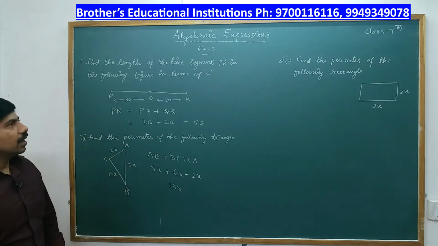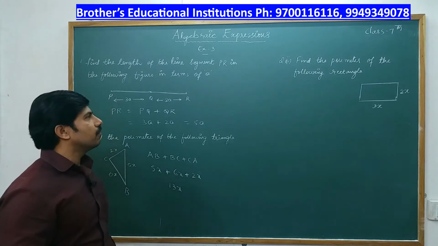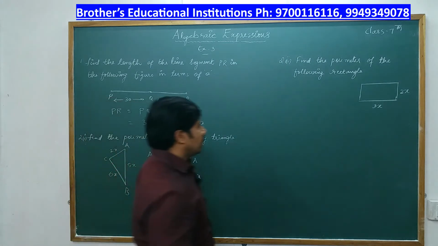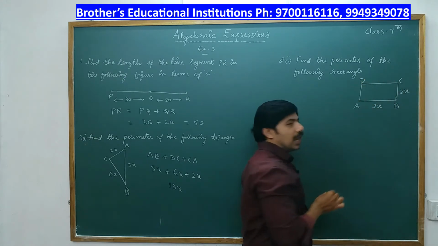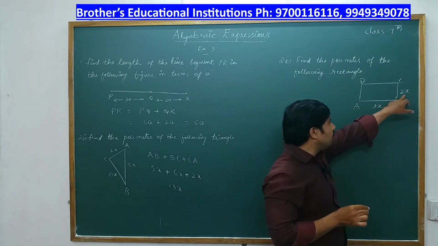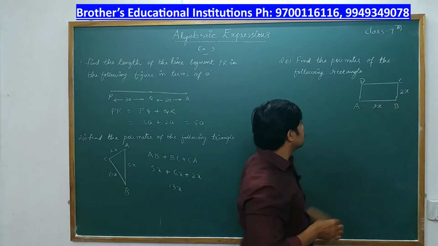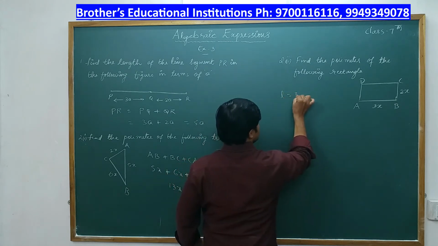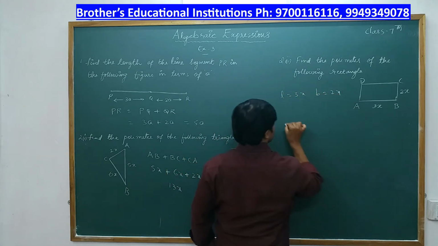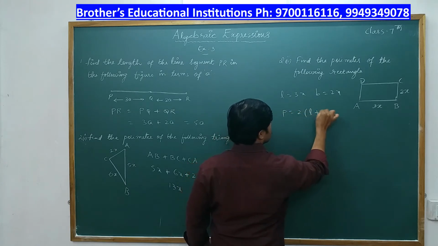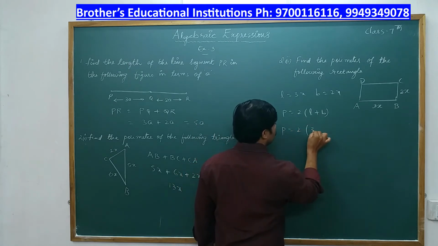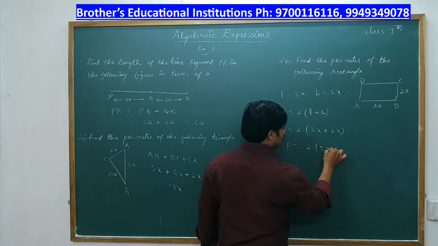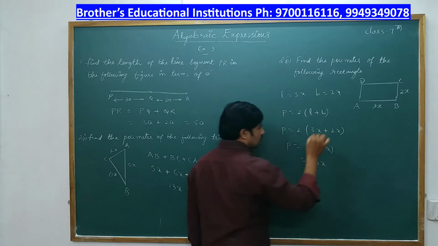This is completed. Now find the perimeter of the following rectangle. See, just we represent the vertices as A, B, C, D, right? Now the length is given as 3x and the width or the breadth is given as 2x. Now what is the perimeter of a rectangle? It is 2 into L plus B. So P is equal to 2 into 3x plus 2x. So P is 2 into 5x. So the perimeter is 10x.